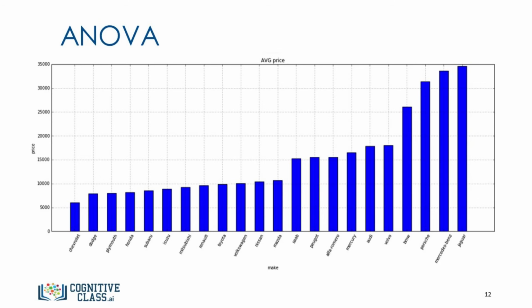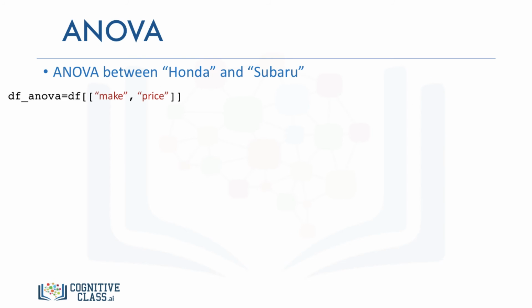Getting back to our example, the bar chart shows the average price for different categories of the make feature. As we can see from the bar chart, we expect a small F-score between Hondas and Subarus because there is a small difference between the average prices. On the other hand, we can expect a large F value between Hondas and Jaguars because the difference between the prices is very significant. However, from this chart we do not know the exact variances, so let's perform an ANOVA test to see if our intuition is correct. In the first line we extract the make and price data.